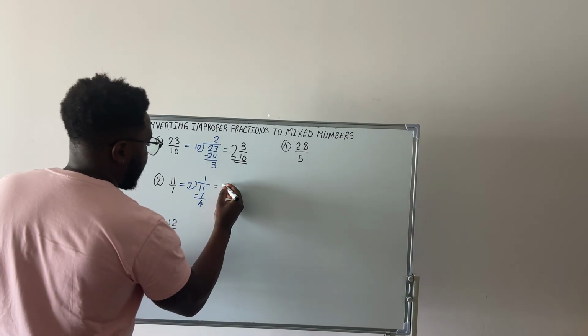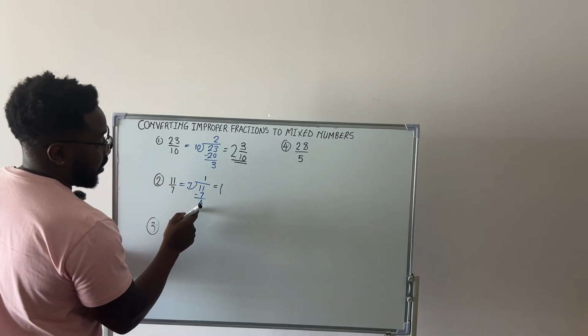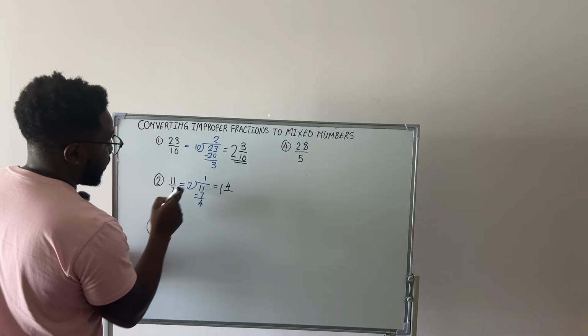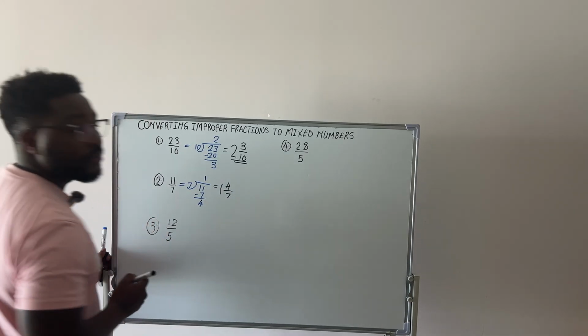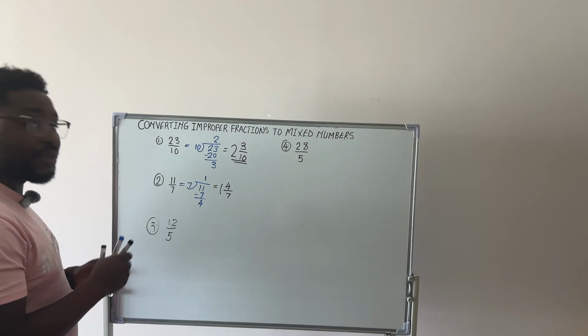So then our mixed number will be: the whole number is 1. The numerator is the remainder over here, which is 4. And we just keep the denominator, which is 7. Okay? All right, let's deal with question number 3.